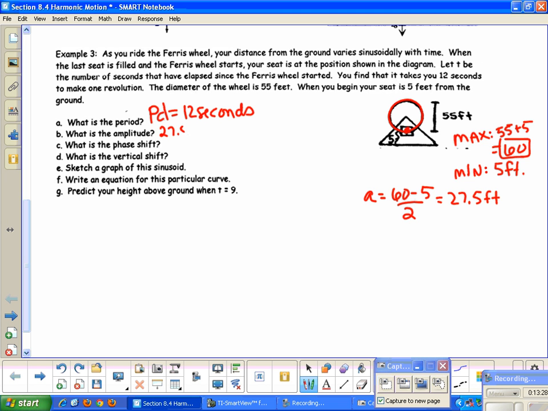So 27.5 feet. Now, we're not going to do the phase shift just yet. We'll skip over that and come back to it. So the vertical shift is also easy to find. That's your D value, remember. Your vertical shift is your maximum plus your minimum divided by 2. So 65 divided by 2, which gives me 32.5 feet.